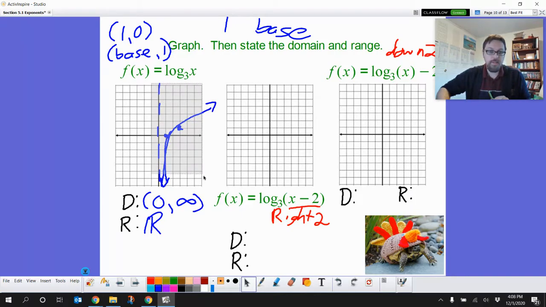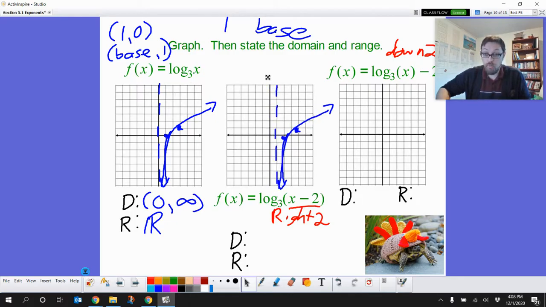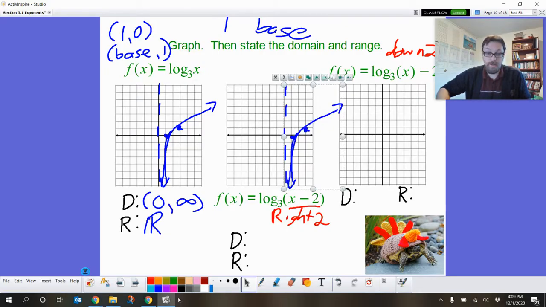So can I grab all of this, please? Oh, I don't want the graph. So I'm going to duplicate this. All right, so there's our regular graph. And what I want to do is take everything and move it to the right 2 spots. So 1 spot, 2 spots. So there is our graph of this function.